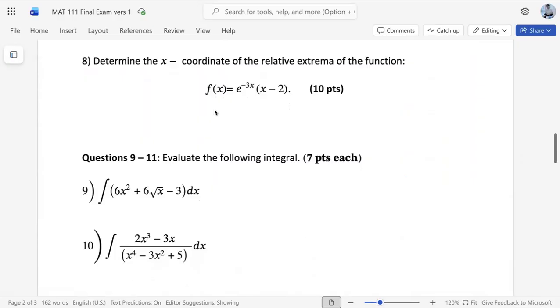Let's say 8. So relative extrema, which means we need to find the critical numbers. Or maybe critical points. Points means x, y values. Critical number means only the x value. So we're going to set the derivative to be 0, right? So let's find the derivative of this function. Well, we have a product. So we take the derivative of the first one. Right? We get a negative 3 e to the negative 3x. Then multiply by the second one.